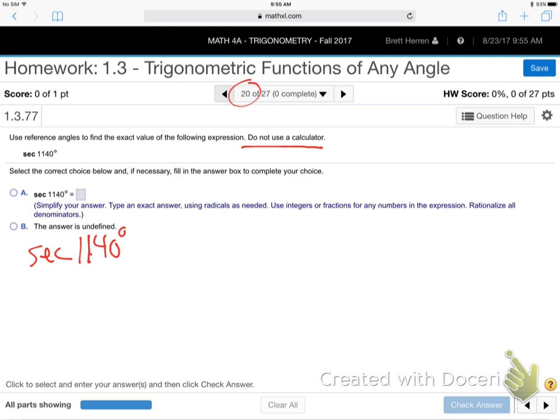So how do we do this without a calculator? Well, that's why we do reference angles. Because we don't want to deal with 1140. That's a big old crazy angle. We want a nice little angle between 0 and 90, a reference angle. So our first job, and that's why they had us practice all that reference angle stuff, is to turn that into a reference angle. How do we turn 1140 into a reference angle? What should I do first?